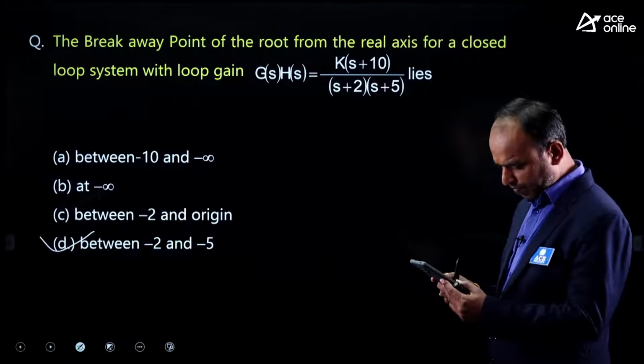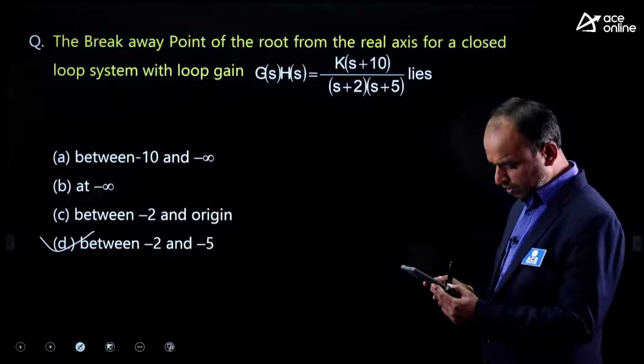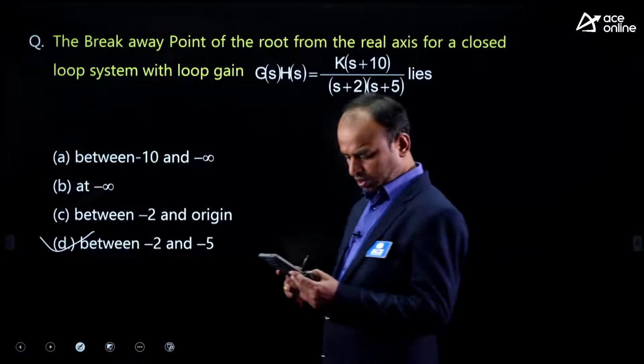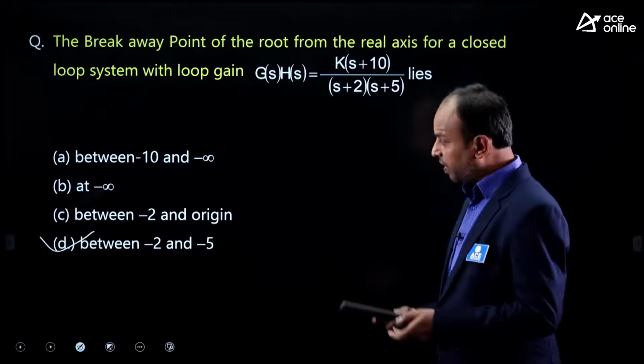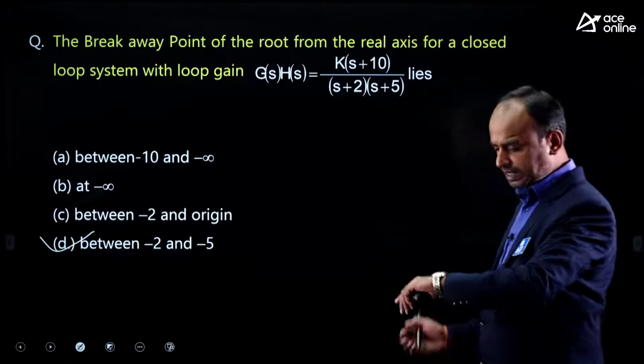Sir, a break point happens between 2 poles. Is it correct? Yes, correct. Durga Prasad Chari, correct, you are super. Yes, Goni Kalpana, correct. Option D. Very good. This type of question we can answer from basics.